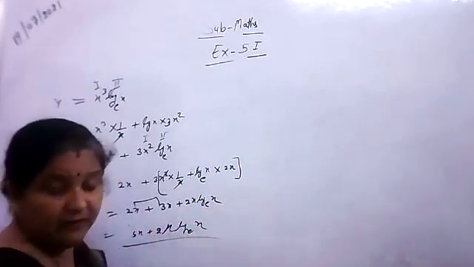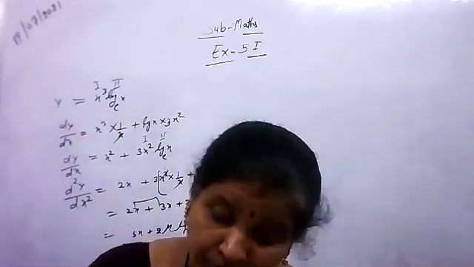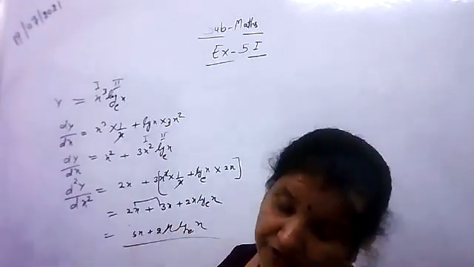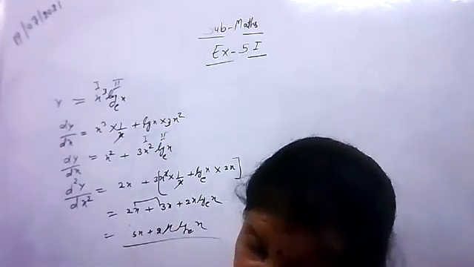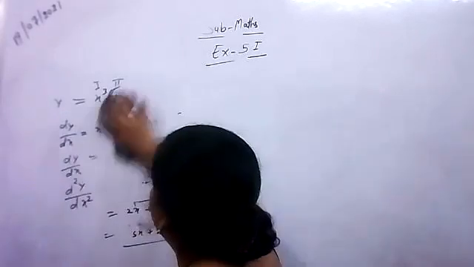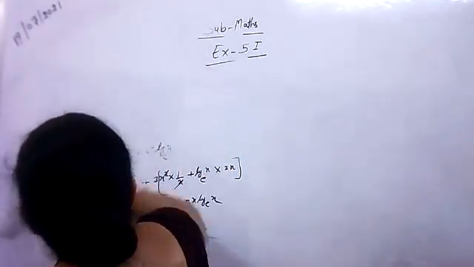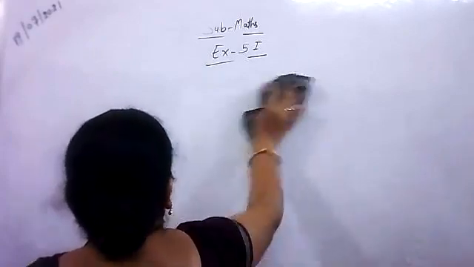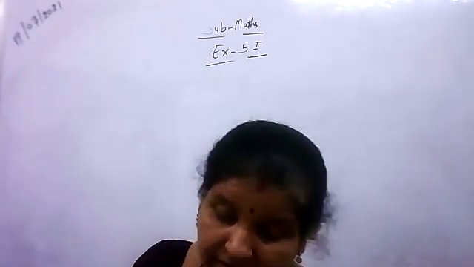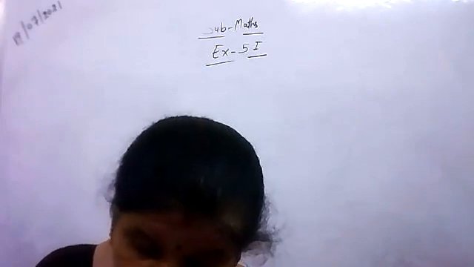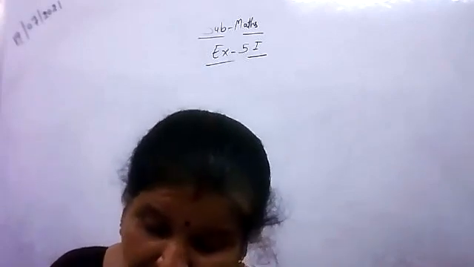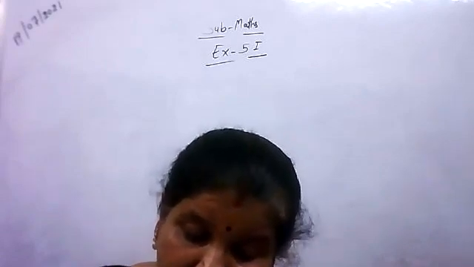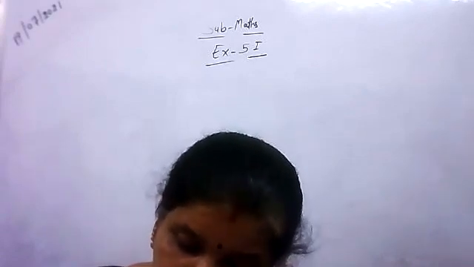Okay, this is the final answer of this value. Now question number 6 is the same. We find the second differentiation, d2y upon dx2, and it is the same as question number 10. So I think everybody has found the differentiation. In this case, I find only the double differentiation.